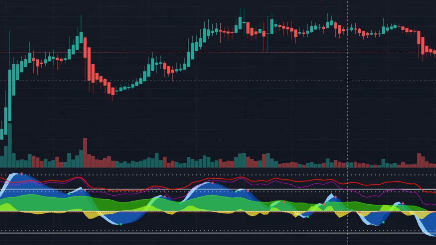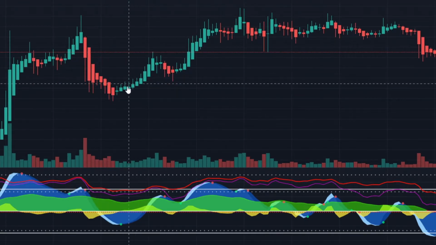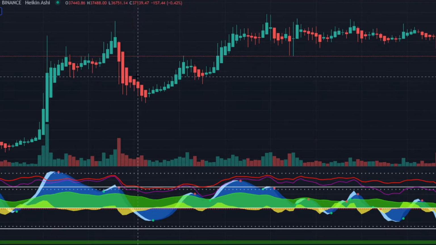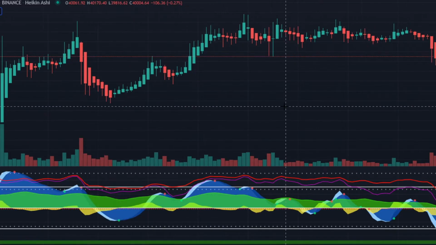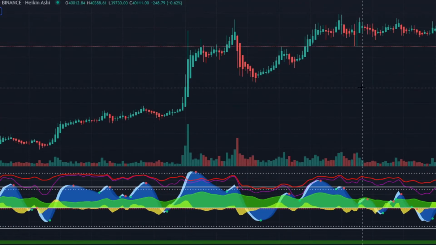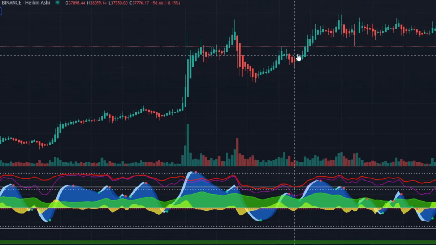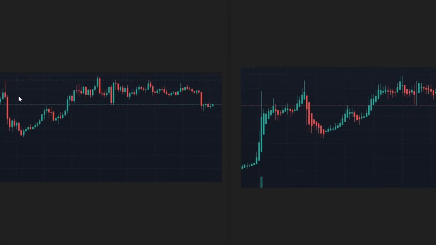The Heikin Ashi candles work in a different way, where they don't show you each and every single candle, but they more show you a trend, and it's way easier to spot the trend with the Heikin Ashi candles. You can clearly see an uptrend going on here, and if we do a short comparison, you can clearly see the difference in these two types of candlesticks.